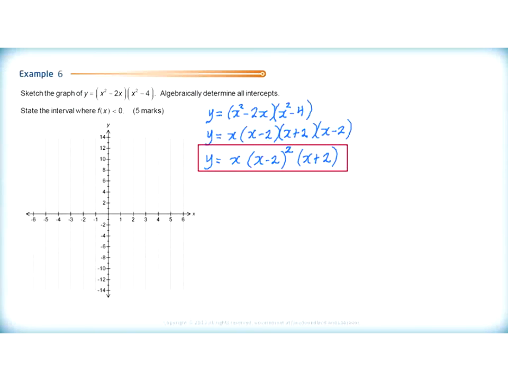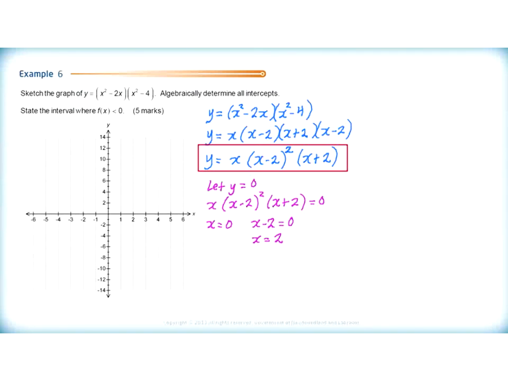To determine the zeros or the x-intercepts, we will let y equal 0. So we have x times (x minus 2) all squared times (x plus 2) equals 0. That will occur when x equals 0. When x minus 2 equals 0, we get x equals 2.